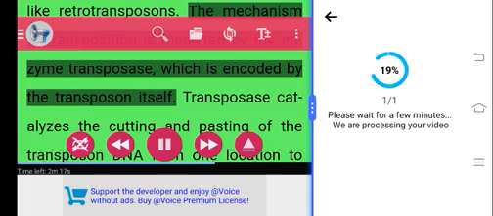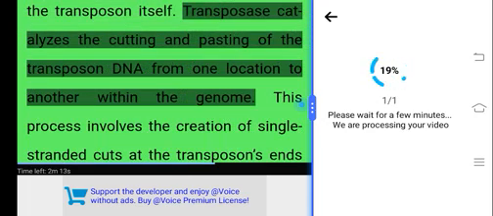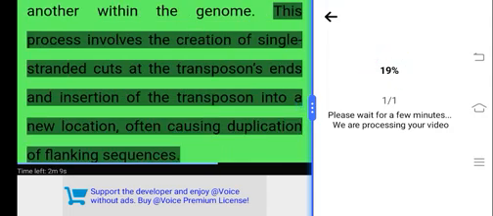The mechanism of transposition is mediated by the enzyme transposase, which is encoded by the transposon itself. Transposase catalyzes the cutting and pasting of the transposon DNA from one location to another within the genome. This process involves the creation of single-stranded cuts at the transposon's ends and insertion of the transposon into a new location, often causing duplication of flanking sequences.